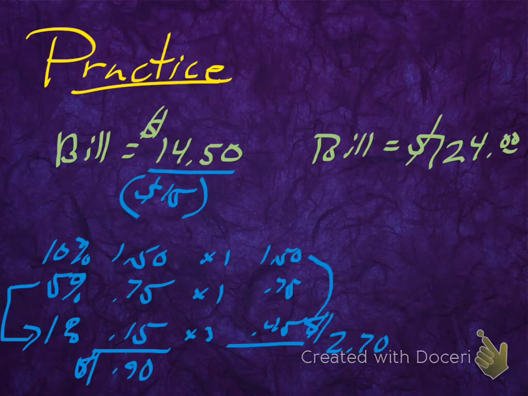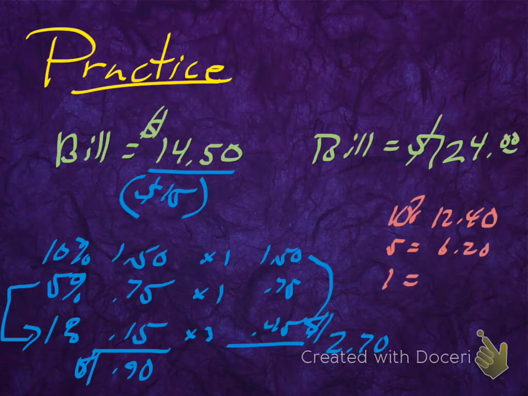Okay, same thing over here on the more expensive restaurant. Again, 10%. You just move the decimal over, so that's going to be $12.40. That's so easy. You don't even have to round it. For the 5%, that's going to be half that, so that's $6.20. And the 1%, just move the decimal one more time. It's $1.24.